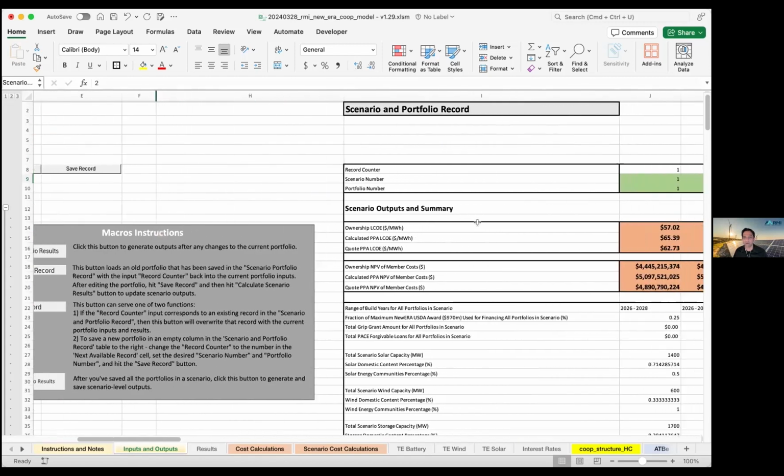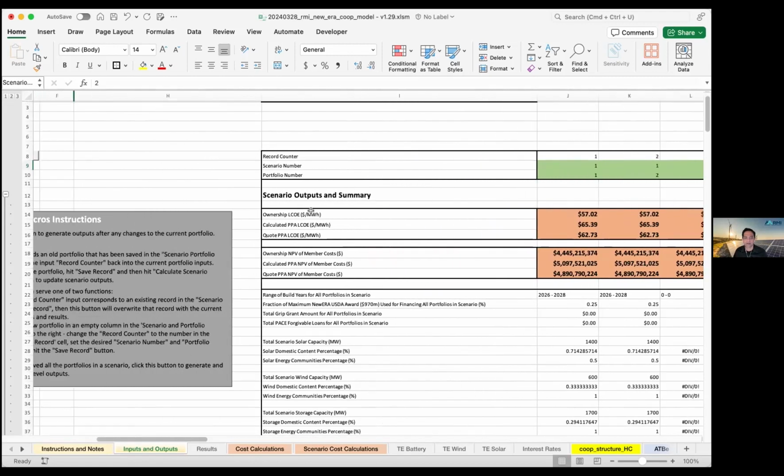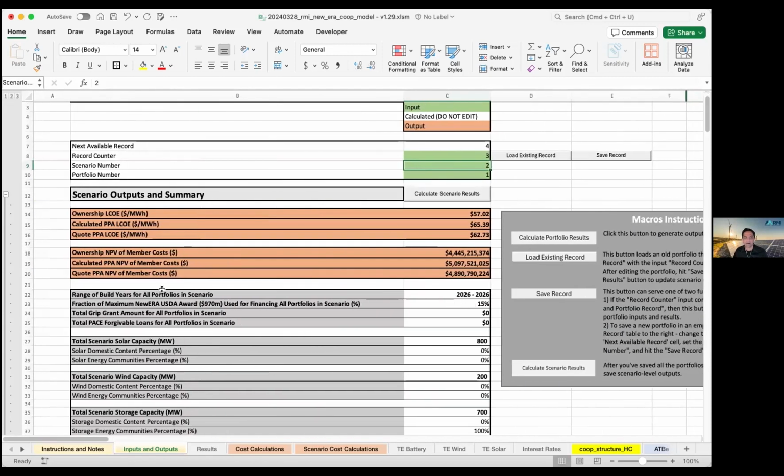If I look over here, there's a new record, record 3, with portfolio number 1 and scenario number 2 that saves the results of this new portfolio. Now, it doesn't yet have sensible build years or scenario level results because I haven't calculated them yet.